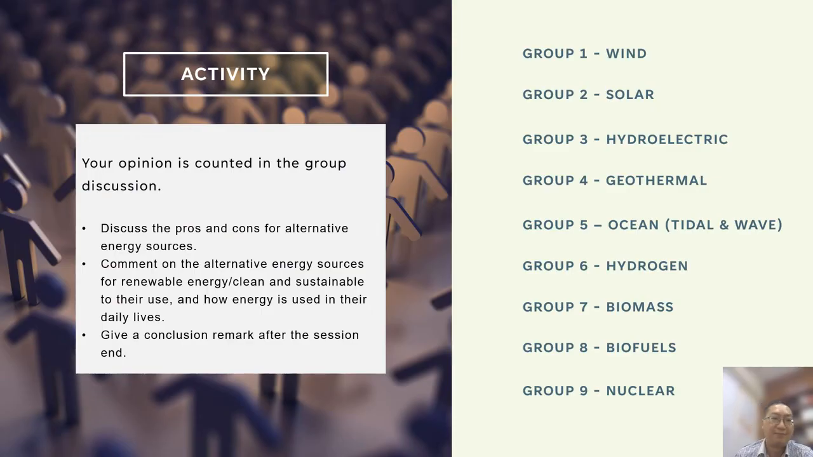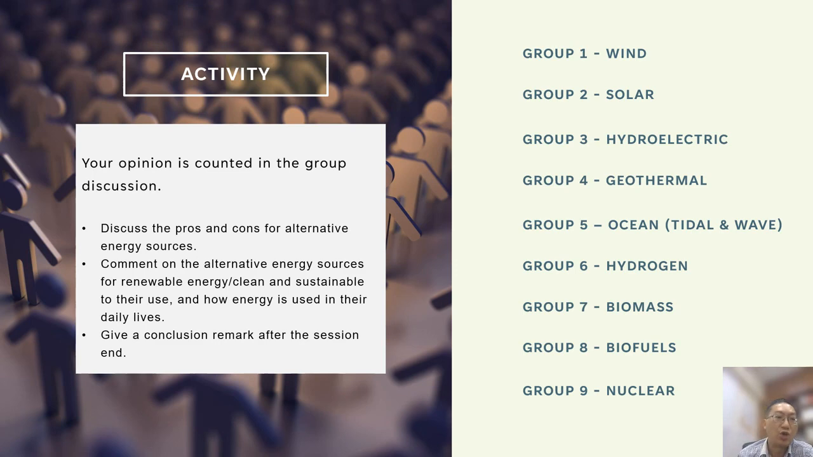Then, this is another activity for today. Please gather your group members, give your opinion, and discuss the pros and cons of alternative energy sources based on the groups as shown on the right hand side. Group 1, wind. Group 2, solar. Group 3, hydroelectric. Group 4, geothermal. Group 5, ocean, which is tidal and wave. Group 6, hydrogen. Group 7, biomass. Group 8, biofuels. And Group 9, nuclear.